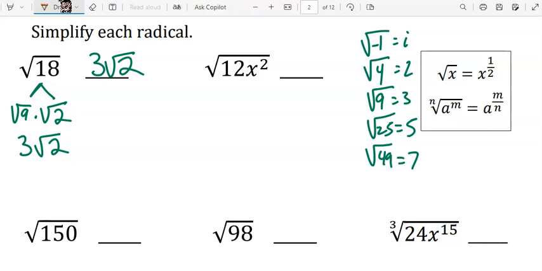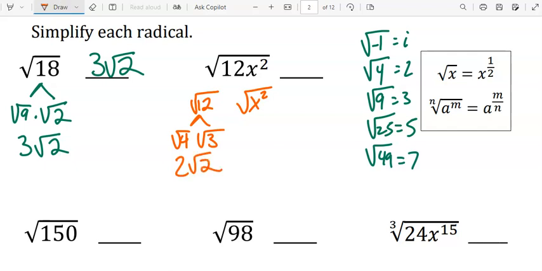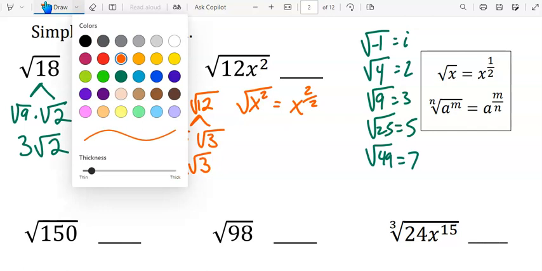Okay, now we have square root of 12x squared. We want to separate the number and the variables. So for the number, it's just like before. We could take out a square root of 4. 4 times 3 is 12. Now with the variable x squared, we're going to rewrite it using this property right here. It's x to the 2 over 2 power. It's over 2 because the index is 2.